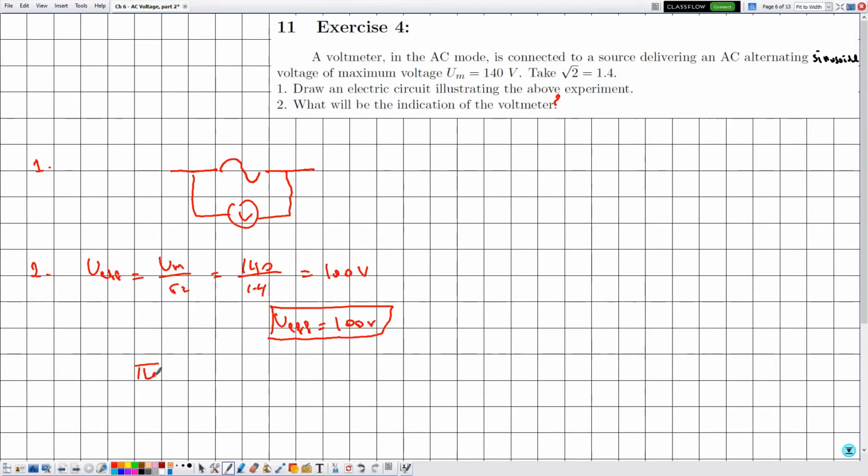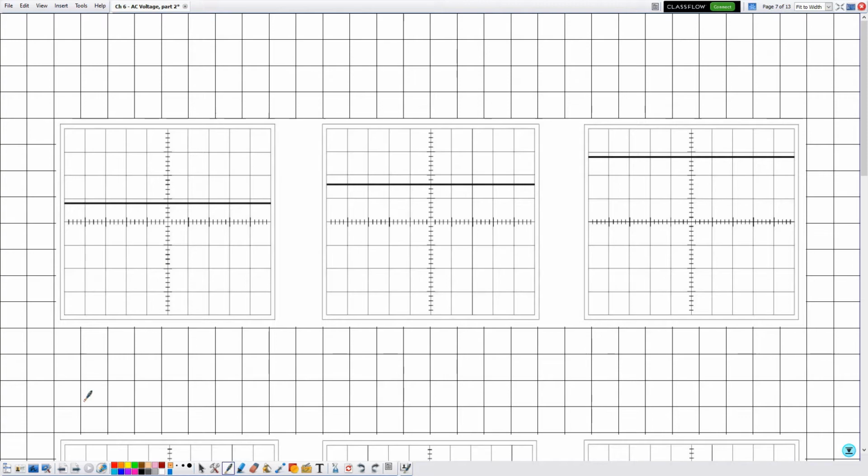Then the indication of the voltmeter is given by 100 volts. So this is it for exercise number 4. Now let's move to the other section, which is the variation of the voltage with respect to the sensitivity.